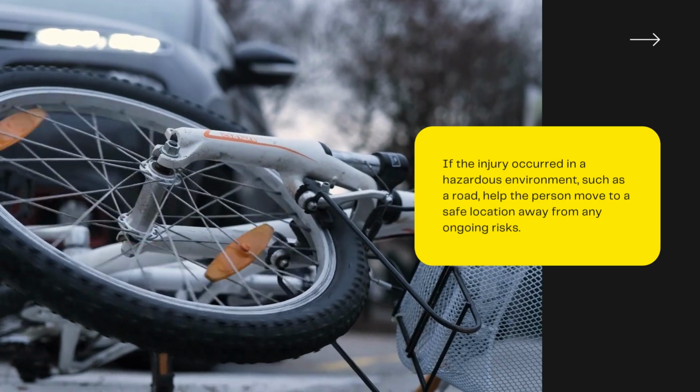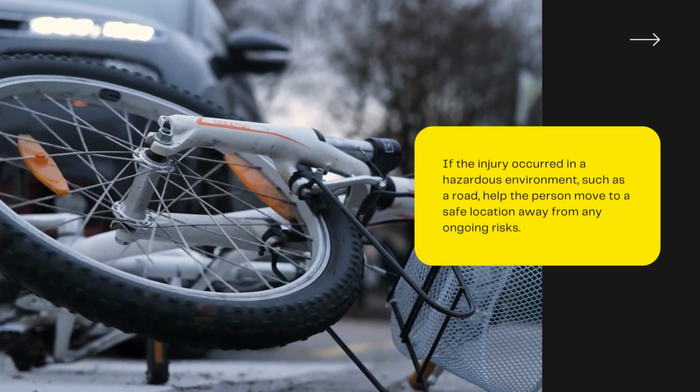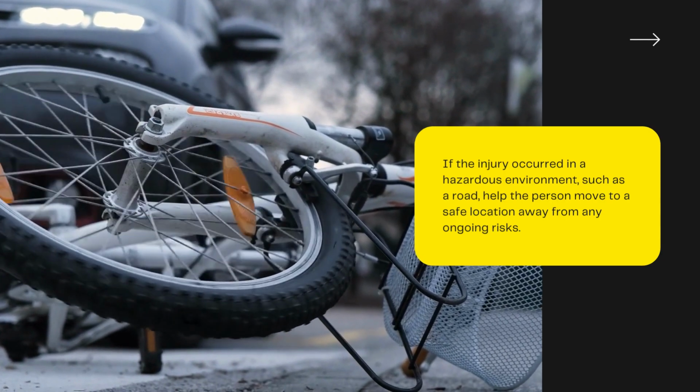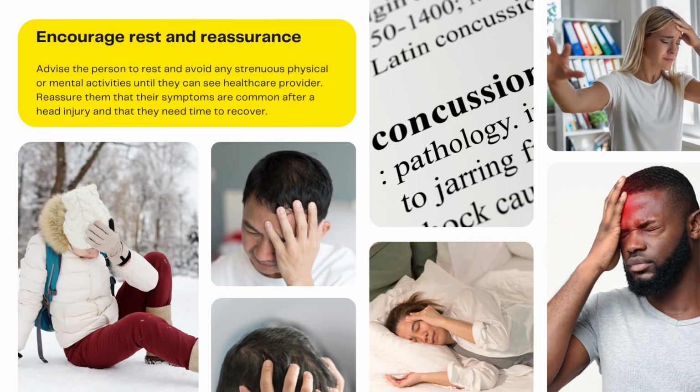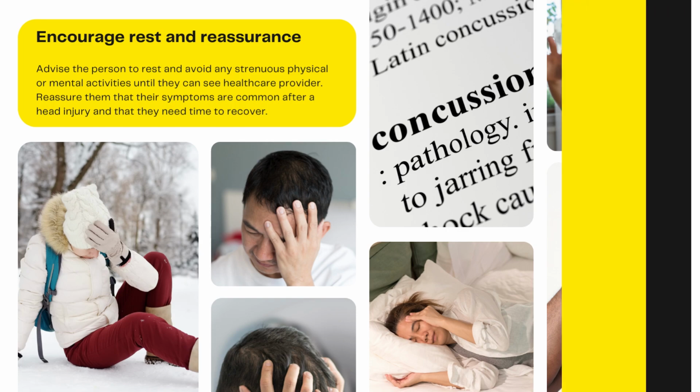First, if the injury occurred in a hazardous environment, such as a sports field, help the person move to a safe location away from any ongoing risks. Now that it is safe, advise the person to rest and avoid any strenuous physical or mental activities. Reassure them that their symptoms are common after a head injury and that they need time to recover.